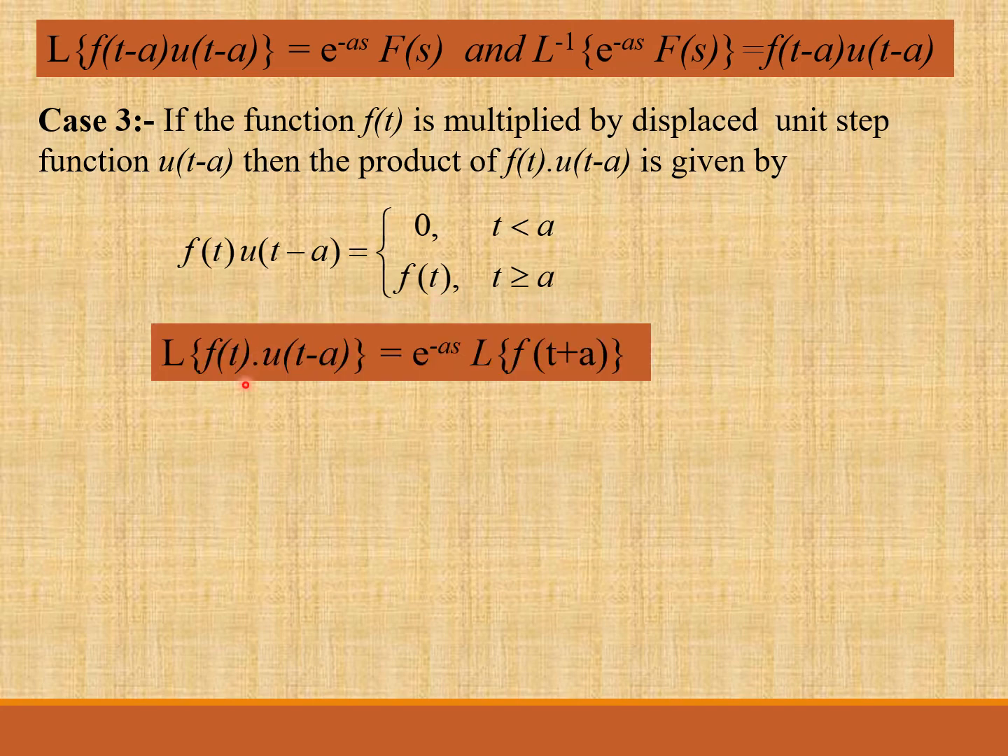And the Laplace of f(t)·u(t−a) is equal to e^(−as) times the Laplace of f(t+a). So while finding the Laplace of f(t)·u(t−a), we have to write down the Laplace of u(t−a) as e^(−as), and we don't take the Laplace of f(t) directly.